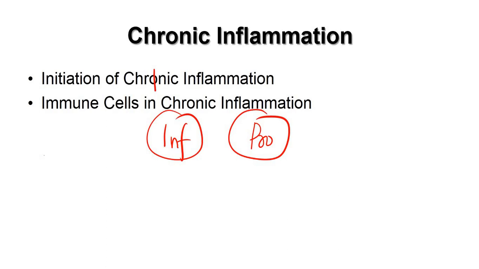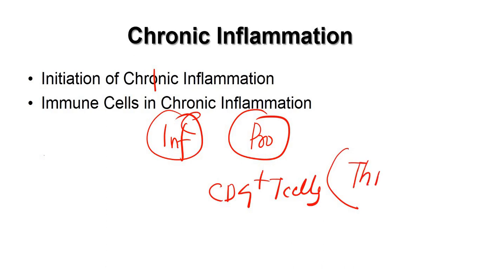Now, which are the immune cells involved in chronic inflammation? First and foremost are the CD4 positive T cells. CD4 positive T cells, again two types. One is Th1 and the second one is Th17. These are the two types of T cells. They are involved in chronic inflammation.